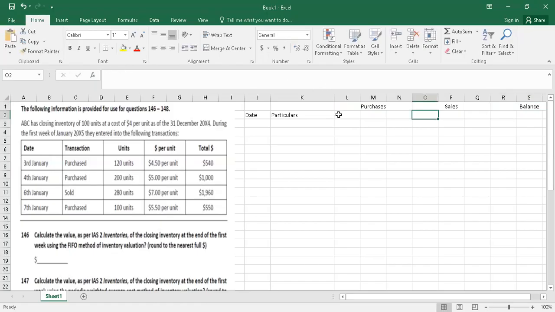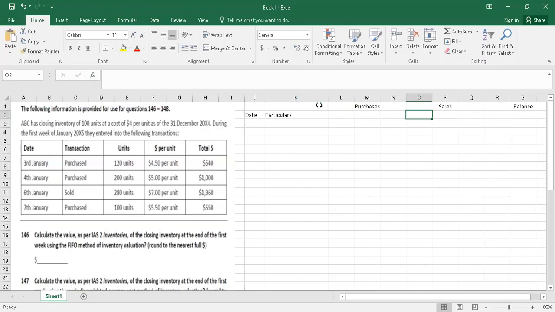Now in this first one, we have units or quantity, rate per unit, and the amount, the value of those units that are purchased. The same.